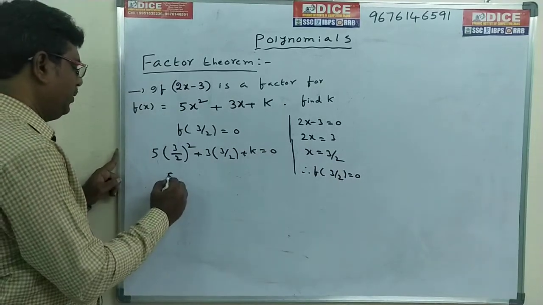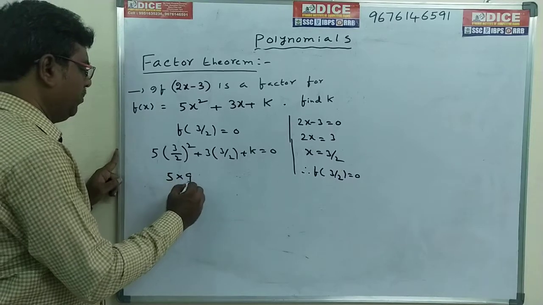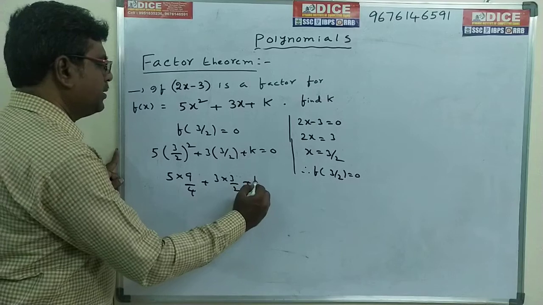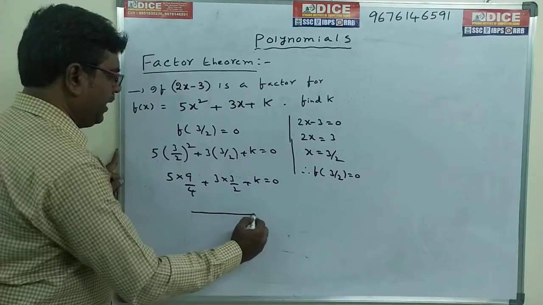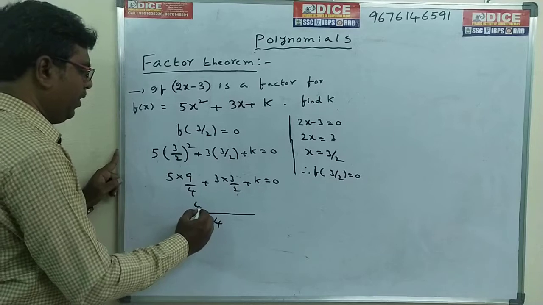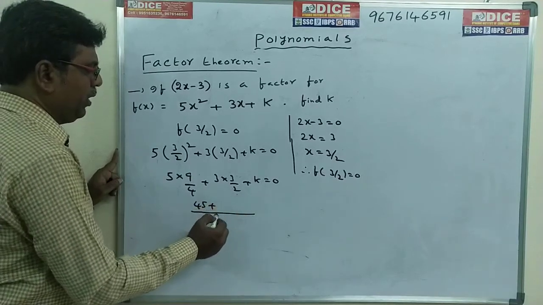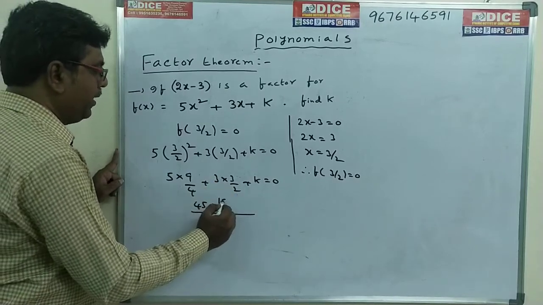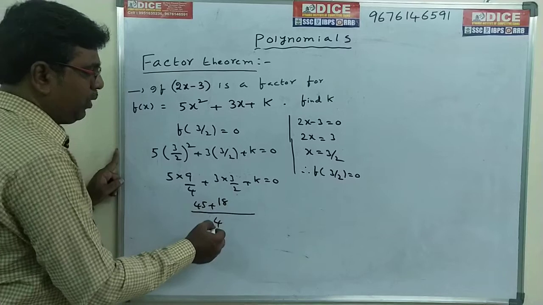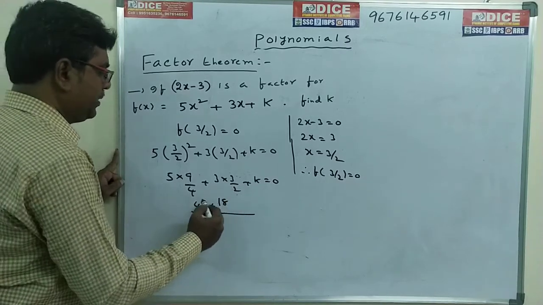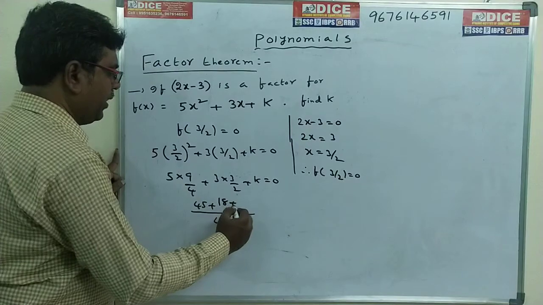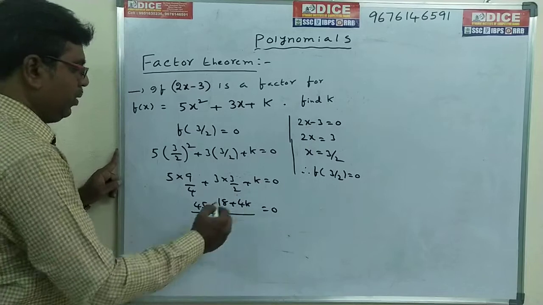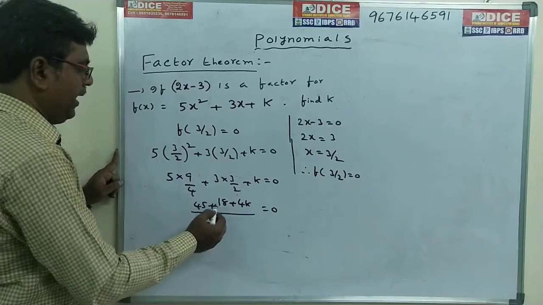So 5 into 3 square, 9 by 4, plus 3 into 3 by 2 plus k is equal to 0. Take LCM as 4. 5 into 9 is 45, plus 3 into 3 is 9, and 2 goes 2 times, so 9 into 2 is 18, plus 4 into k, 4k, is equal to 0. Sending 4 to that side, 0. So 45 plus 18 is how much? 8 plus 5 is 13, 63.